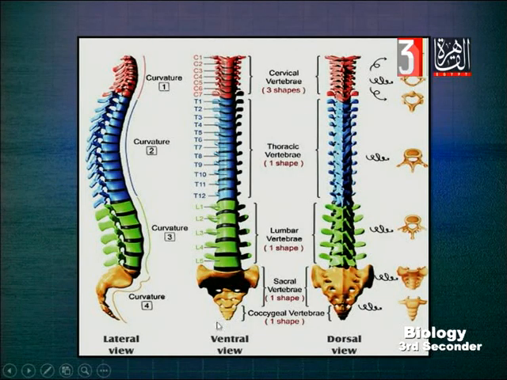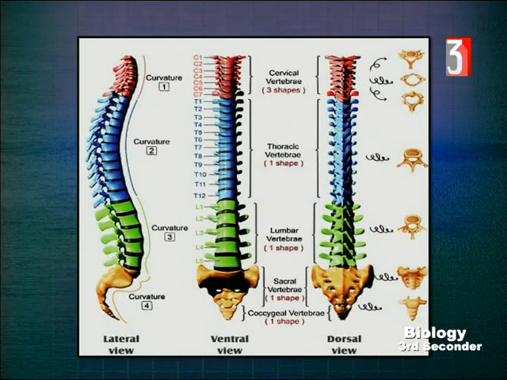The last region is the coccygeal vertebrae. It is also one shape, consisting of 4 fused bones. So, 4 fused vertebrae, and we calculate them as 4 vertebrae but 1 bone. They are present at the end of the vertebral column and are the smallest in size. So the size of the vertebrae increases from number 1 to number 24, then decreases gradually from 25 up to 33.